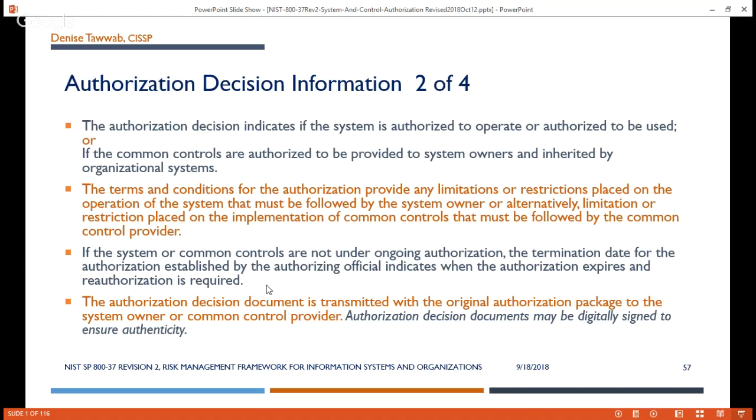If the system or common controls are not under ongoing authorization, then the termination date for the operation established by the AO indicates when the authorization expires and reauthorization is required. The authorization decision document is transmitted with the original authorization package to the system owner or the common control provider. And authorization decision documents can be digitally signed.